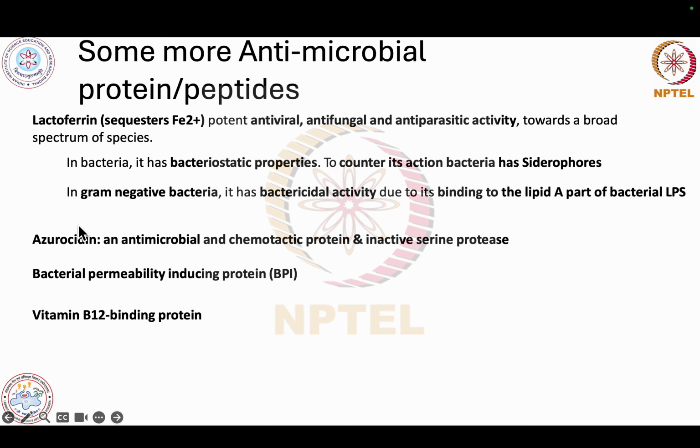What does azurocidin do? It is an antimicrobial and chemotactic protein, an inactive serine protease, a bacterial permeability-inducing protein, and a vitamin B12 binding protein. So these are some more antimicrobial proteins which help in innate immunity.